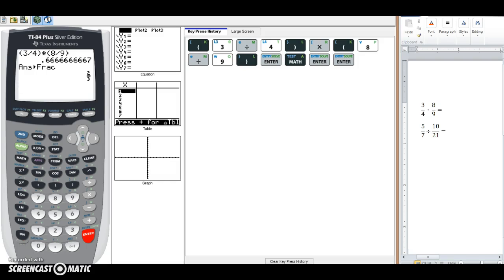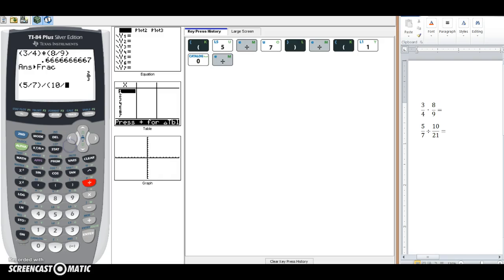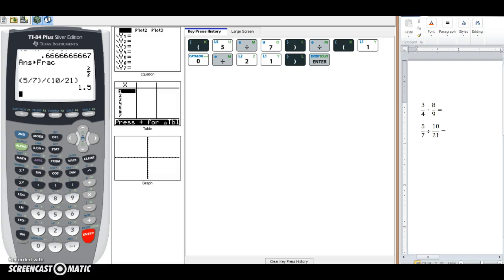But first, let me clear the history here. Okay, so we need to do 5/7 divided by 10 over 21. So starting with the left parenthesis, 5 divide that by 7 and close that. We're going to divide this fraction, so divide key, and the second fraction in parentheses, so 10 divide that by 21 and close it, and press enter to get the decimal answer, 1.5.